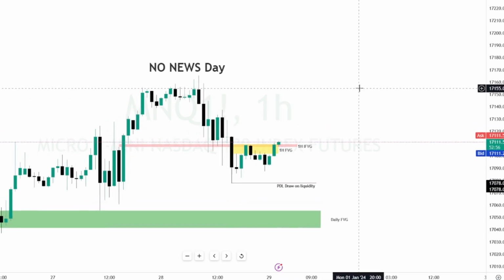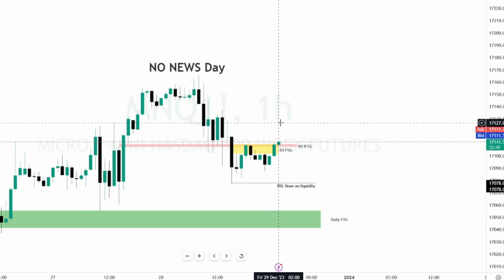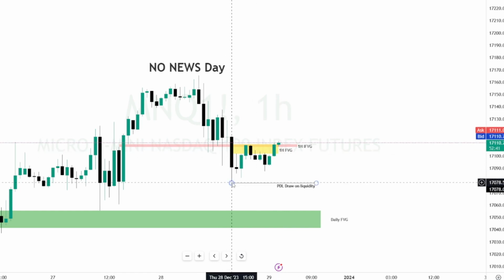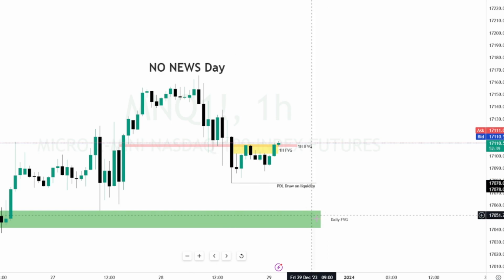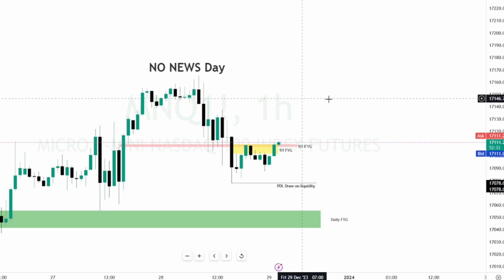So what we are going to do, we are going to check if, when we break this liquidity, are we displacing higher or are we displacing lower? Because if we displace higher, it means that we are after this liquidity. But if we displace lower, it means we are after previous day low, and maybe we can even run to this one right here. So now we'll go to 15 minutes time frame.